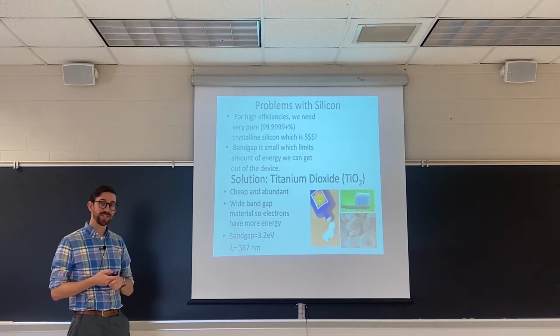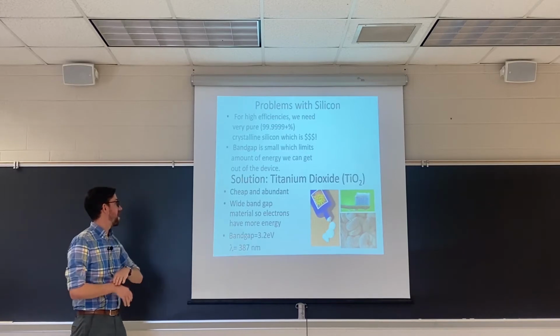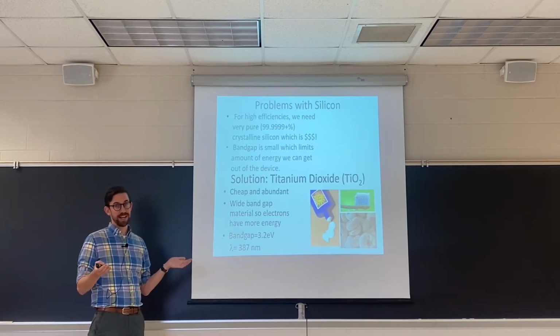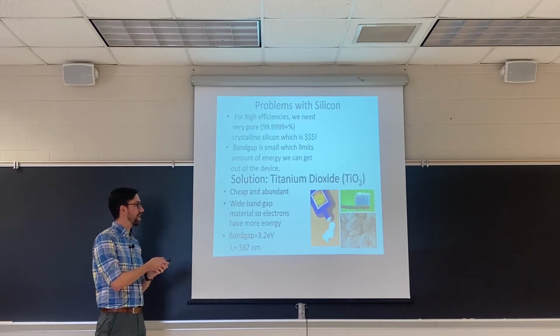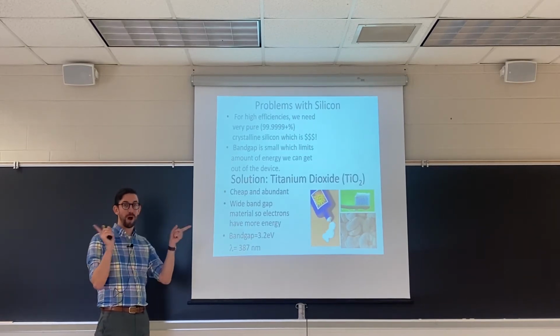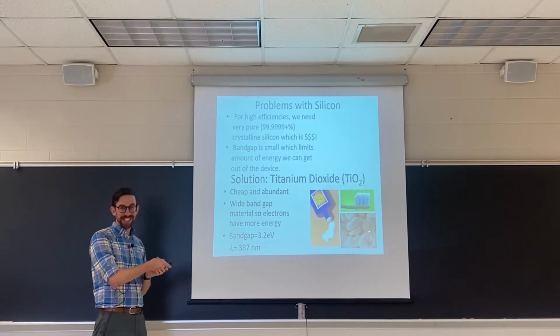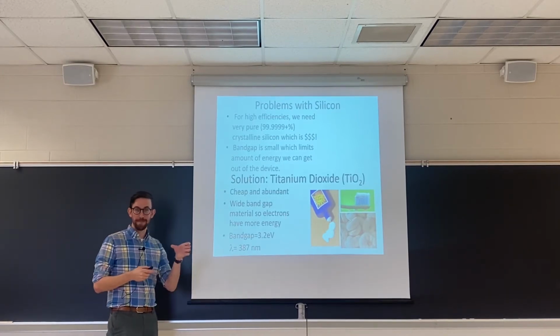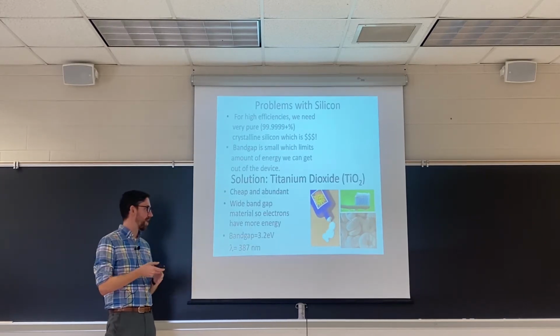So one solution is called titanium dioxide, or TiO2. TiO2 is very cheap and abundant. It's used as a white pigment. I've seen it listed as an ingredient in toothpaste. It's probably the pigment in the white paint on the walls right now. I've actually seen it listed as an ingredient in the white powdered donuts that you get. It's what makes the powdered donuts bright, dazzling white.